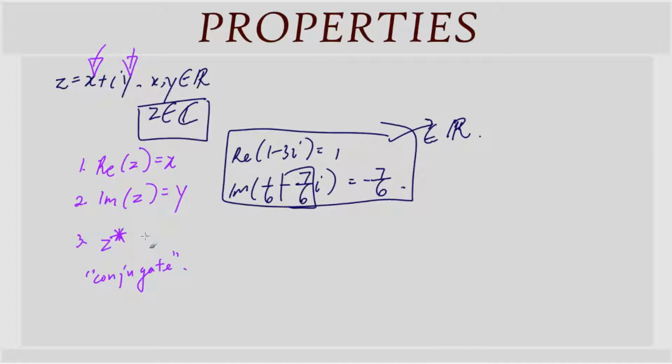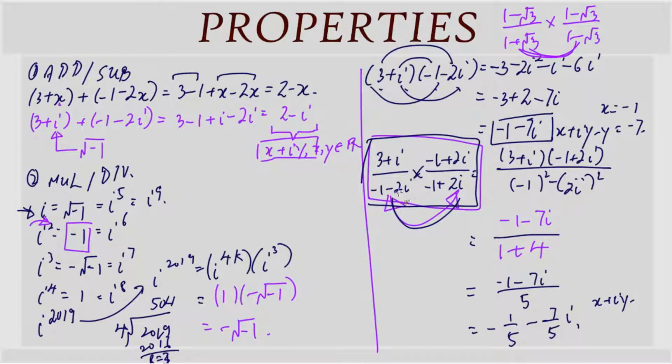Now for z conjugate, it's essentially equal to the same real component and the negative of the imaginary component. So z conjugate is equal to x minus iy. For example, if z is equal to 1 minus 3i, the conjugate of z would be equal to 1 plus 3i. Now you realize in the previous slide that for the denominator, you have to multiply it by its own conjugate in order to make the denominator real, and it works 100% of the time.